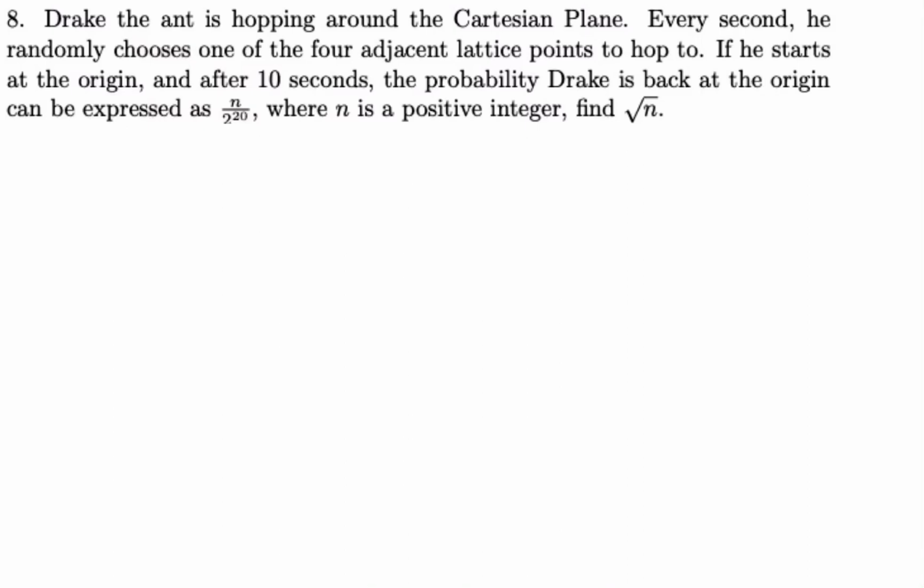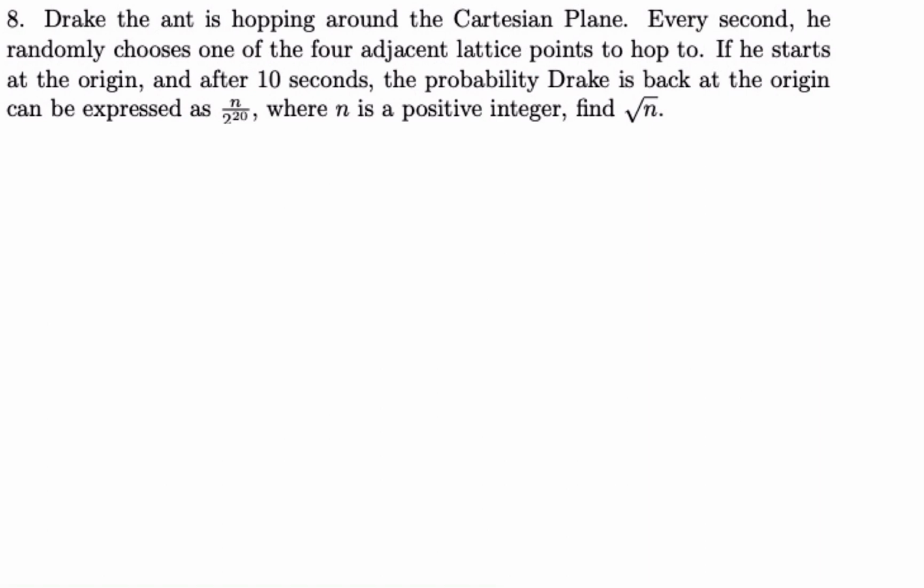Let's solve problem 8 on the 2024 Math in the Matrix competition Blitz round, which is probably the hardest problem. Drake the ant is hopping around the Cartesian plane. Every second, he chooses one of the 4 adjacent lattice points to hop to. If he starts at the origin, after 10 seconds, the probability Drake is back at the origin can be expressed as n over 2 to the power of 20, where n is a positive integer. Find the square root of n.